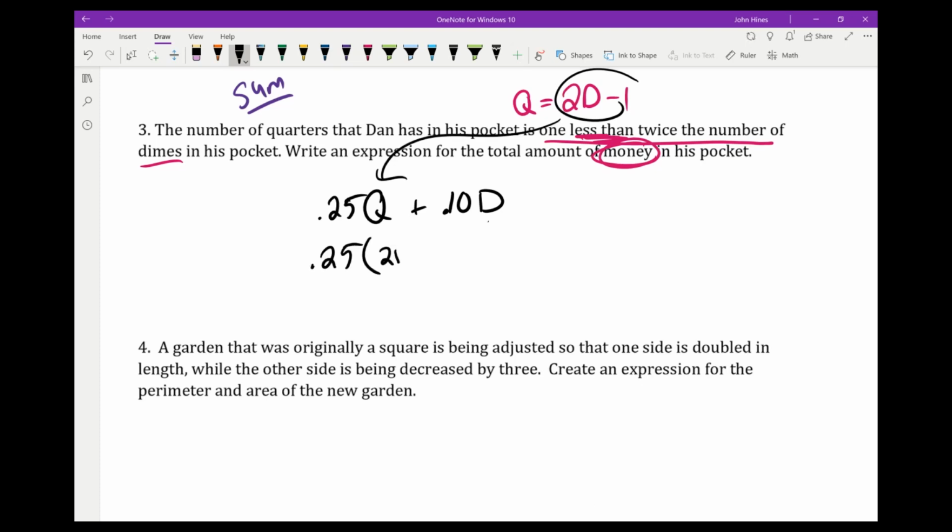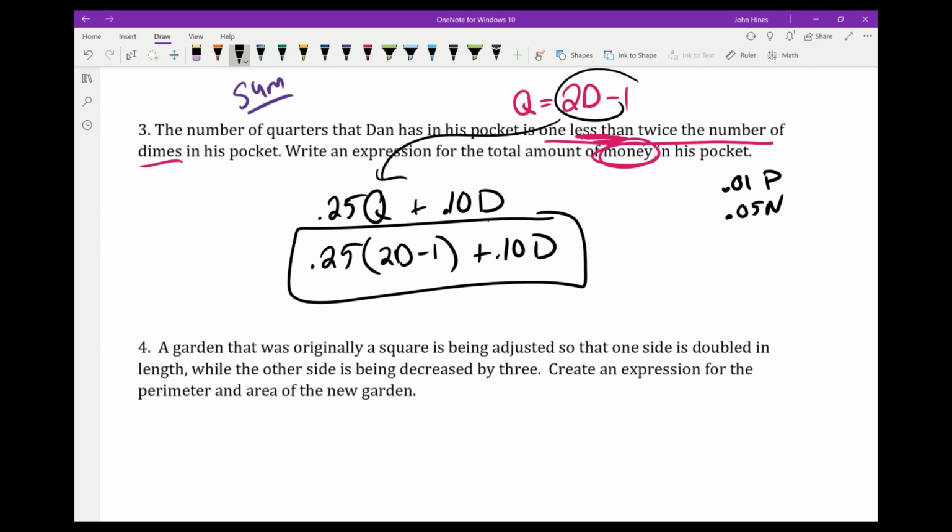25 cents for every quarter. But instead of quarter, I'm going to write 2d minus 1, plus 0.10d. So 25 cents per quarter, 10 cents per dime. If I had pennies, it'd be 1 cent. If I had nickels, it'd be 5 cents, and so on. We could clean up this expression, but why would we?